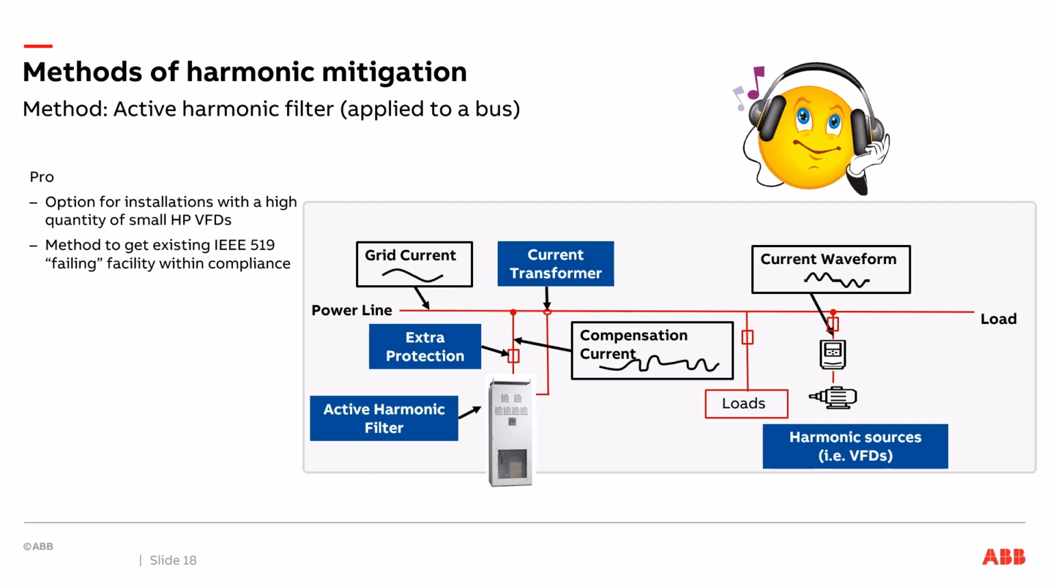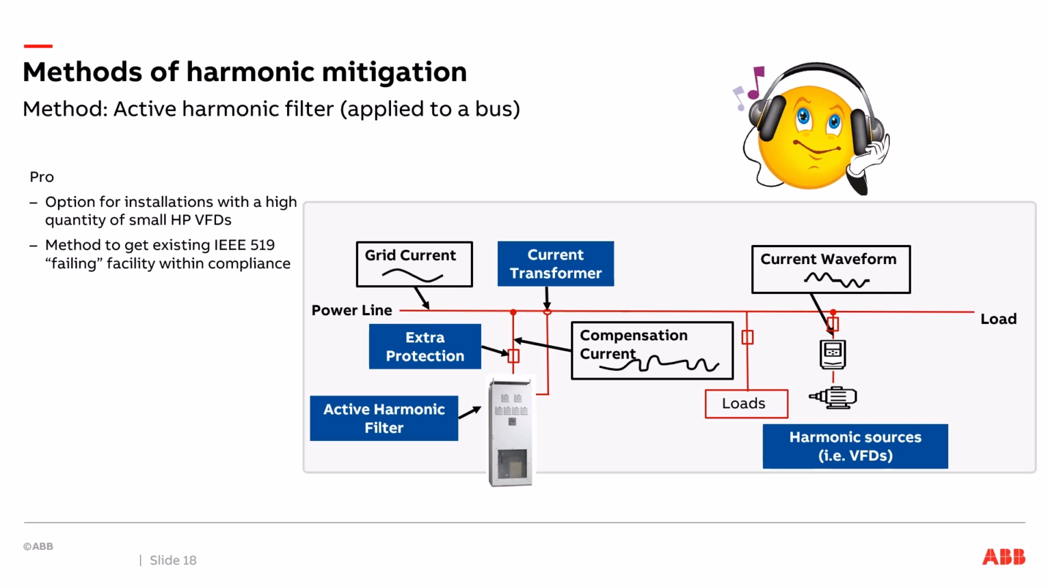So when do you use an active harmonic filter, a standalone solution like this? One is if you've got a large volume of very small horsepower drives, it can become more economical because it's easier to clean up hundreds of 3 horsepower drives with one large filter as opposed to hundreds of small filters.